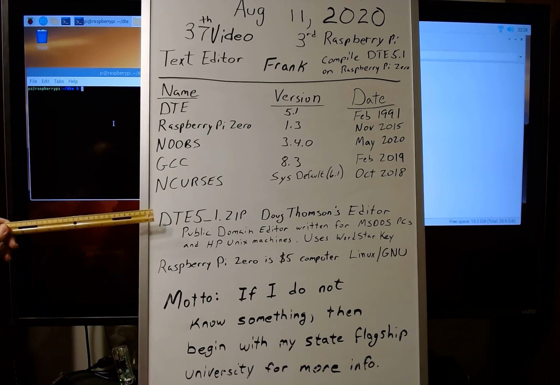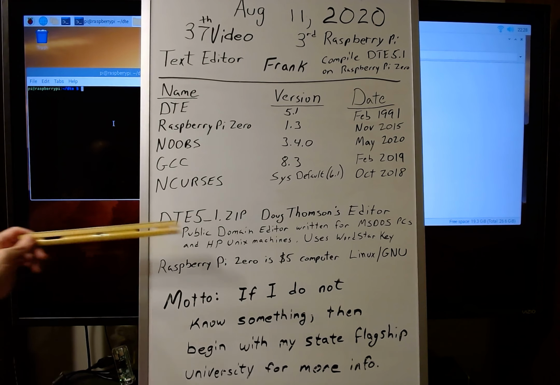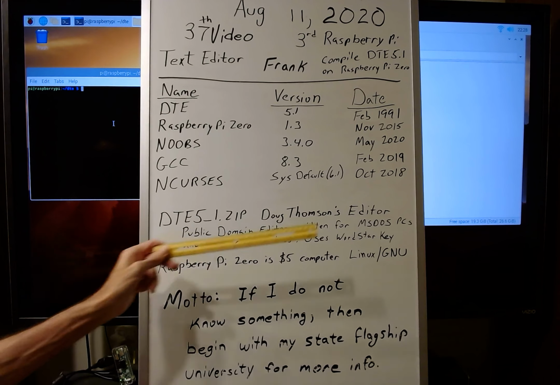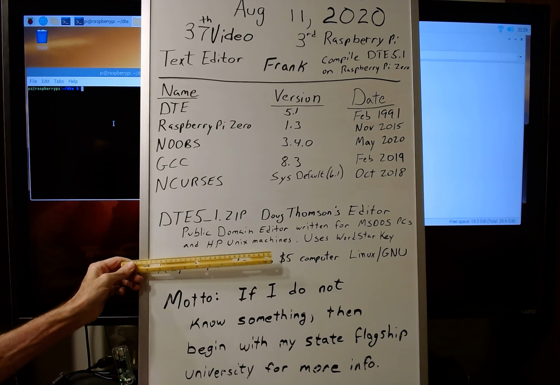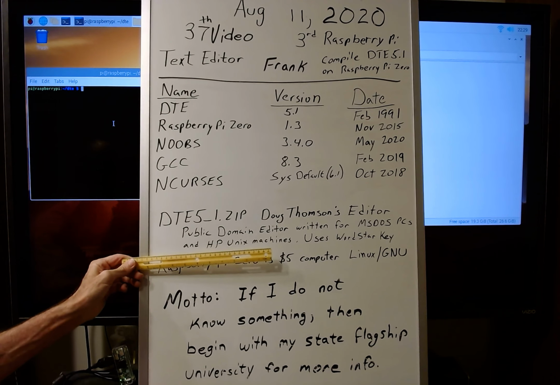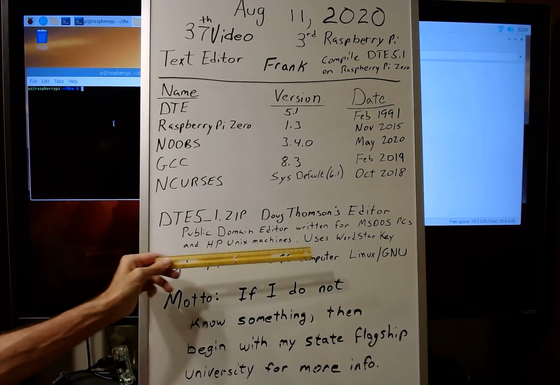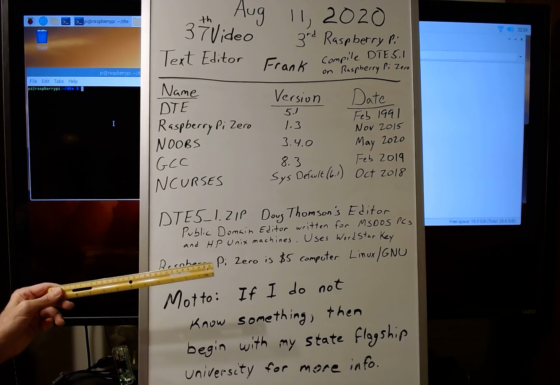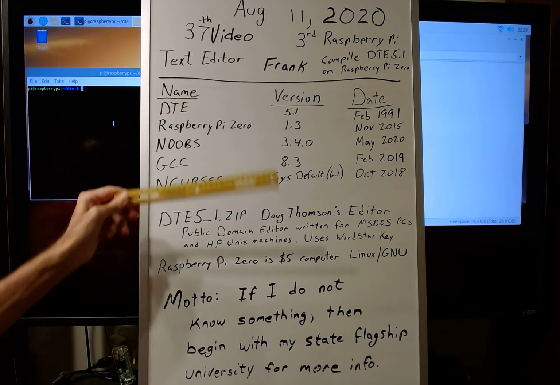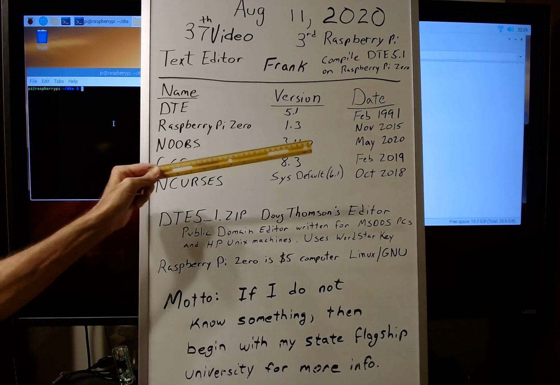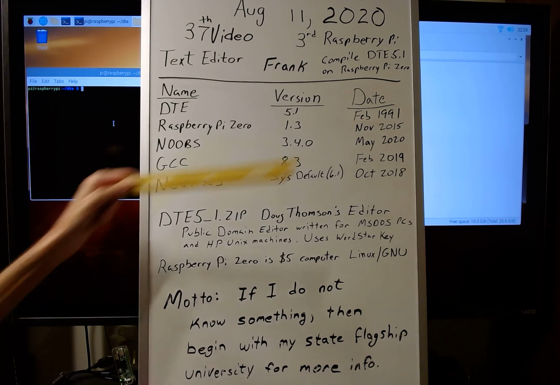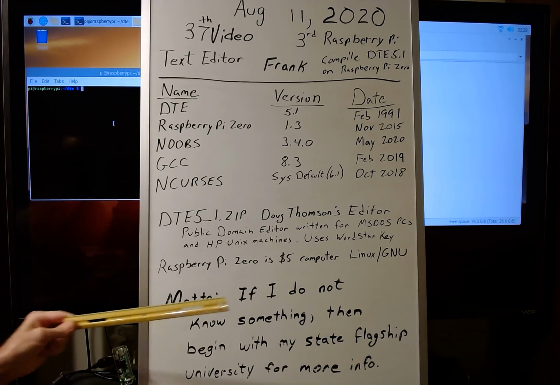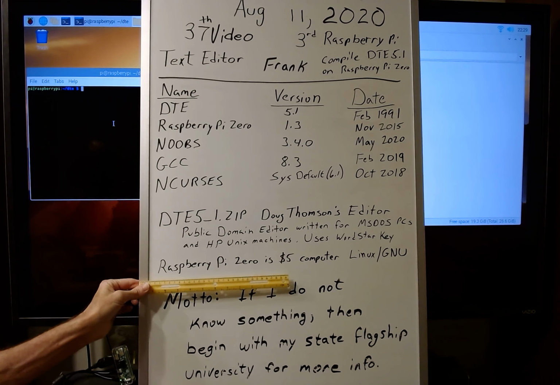And DTE is Doug Thomson's editor. It's a public domain editor written for MS-DOS PCs and HP UNIX machines, and it uses the WordStar command keys. This version was released in February 1991, so almost about 30 years ago. And I will be compiling this on a Raspberry Pi Zero.